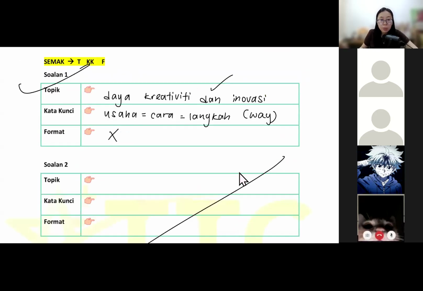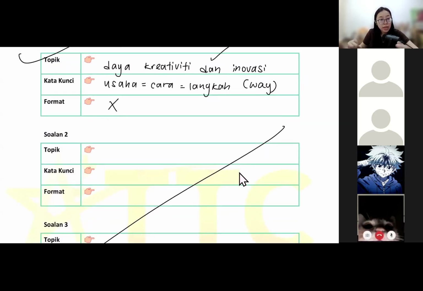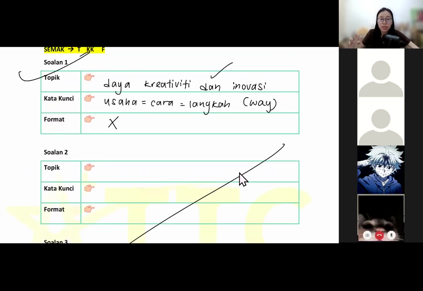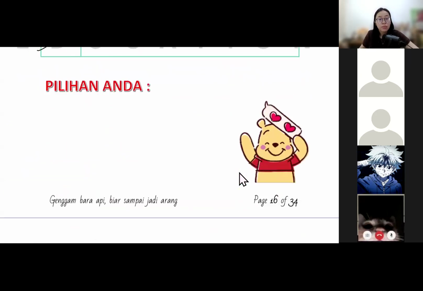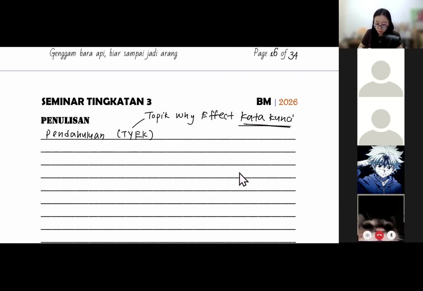Do you think nowadays people focus on this creativity and innovation? Did everyone nowadays, like parents, focus on their children's creativity and innovations? No, right? Okay, so we put a no here. So we put like this. I type much faster.